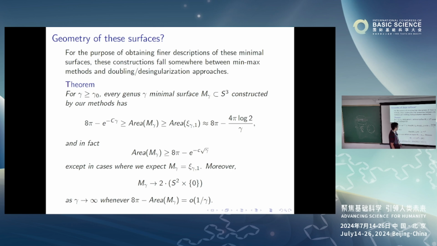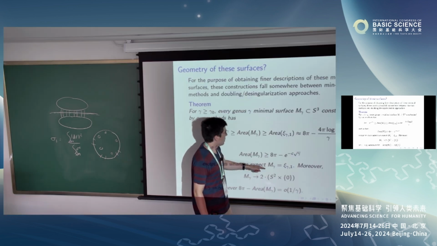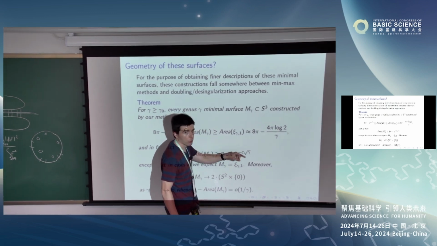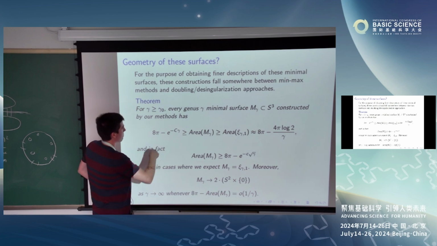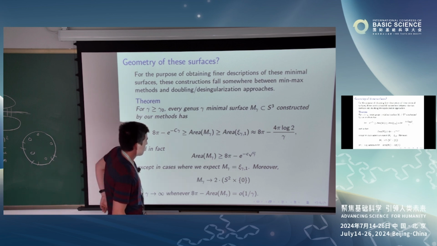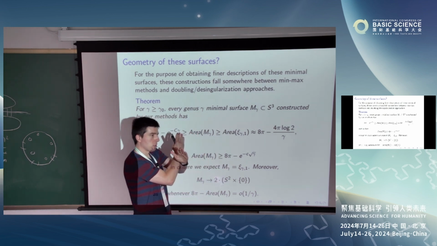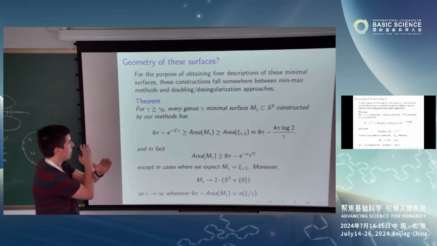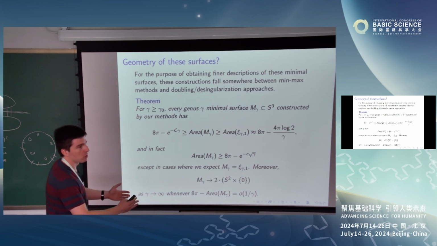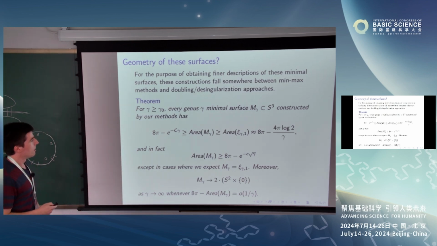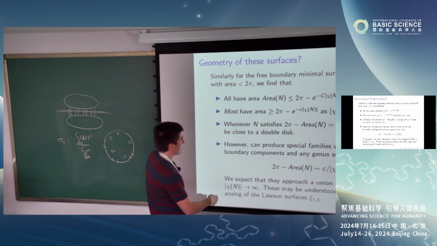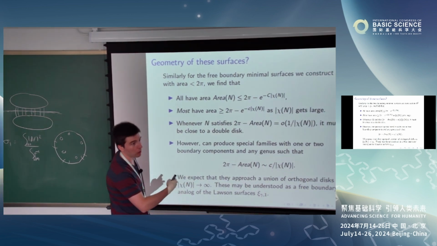Moreover, as soon as you're not in the Lawson case, you go from this 8 pi minus constant over genus behavior to something like 8 pi minus e to the minus square root of genus. In fact, most of them are in this range of converging very rapidly, exponentially, to 8 pi. In all the non-Lawson cases, we can also show that instead of going to a union of orthogonal two-spheres, which is what happens for the Lawsons, the only thing that can happen within this family is that you go to a double equator, which is conjectured to be the case without any of these assumptions. And then there are some analogous results in the free boundary case, and some conjectures about a family we construct, which should be thought of as the free boundary analog of the Lawson surfaces.